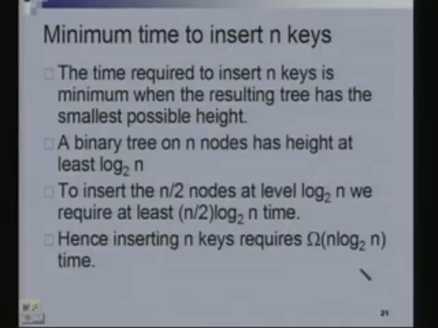To insert each one of those leaves, you will take how much time? Log n, because you have to come down the entire tree. So to insert each one of those n by 2 keys, you take log n time. Just to insert the leaves, you take n by 2 times log n time, which is omega n log n, a function growing at least as fast as some constant times n log n. So in the best case, you are taking n log n time.